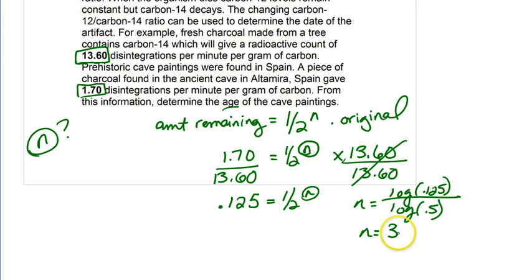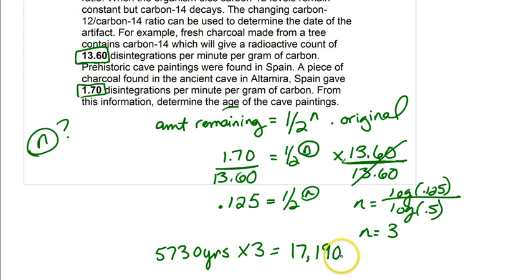So I know that 3 half-lives had to occur in order for me to go from this many disintegrations to this many. And I know that each half-life is 5,730 years times 3. So that means 17,190 years old, plus or minus 1,000. Really? That's pretty good. So those are some examples of half-life.